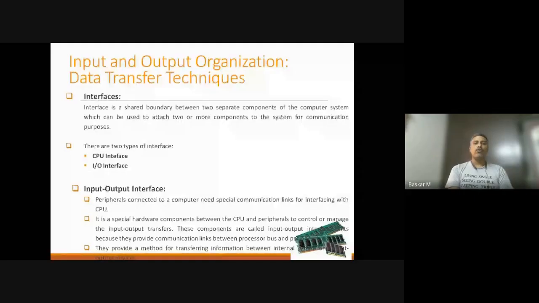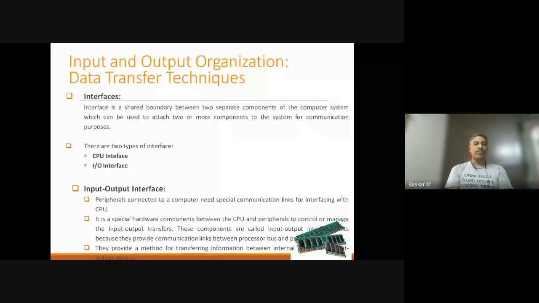There are two types of interface available. One is the CPU interface, another one is the IO interface, that is the input output interface. So what is the CPU interface? The CPU interface is located under the CPU. In a multi-processing system, more than one CPU is connected together. In those cases, these interfaces are used. That is the use of the CPU interface. But our topic is IO, so we are going to discuss the IO interface in detail.